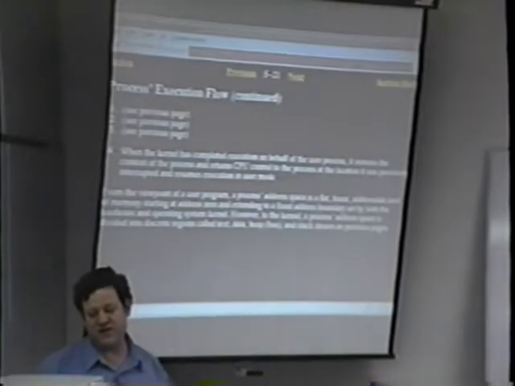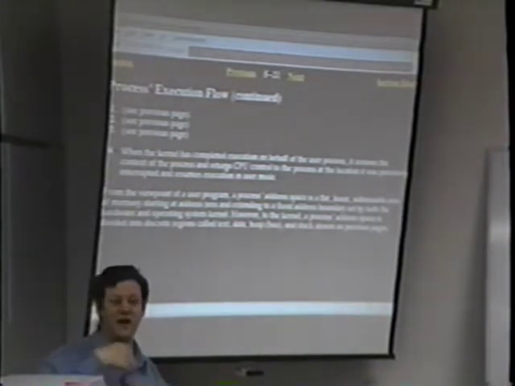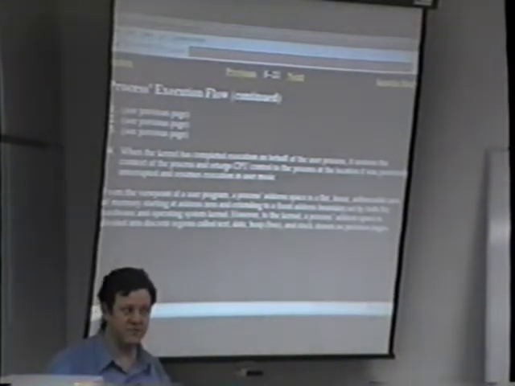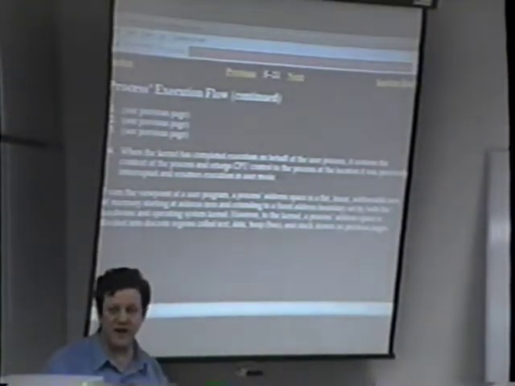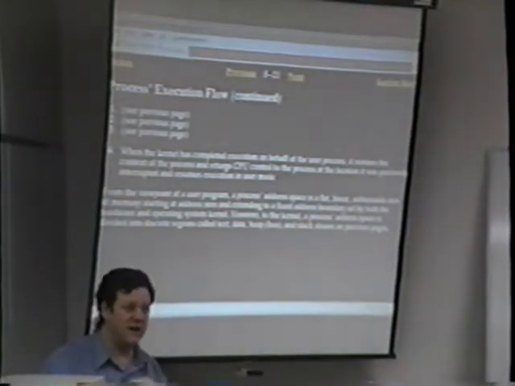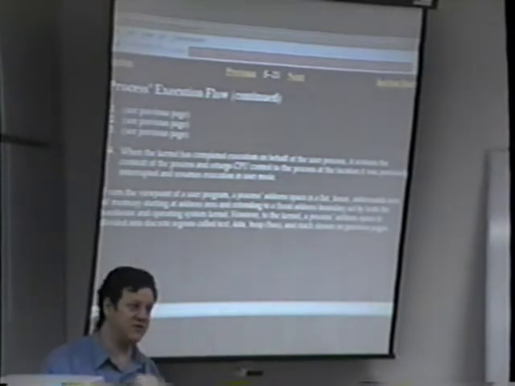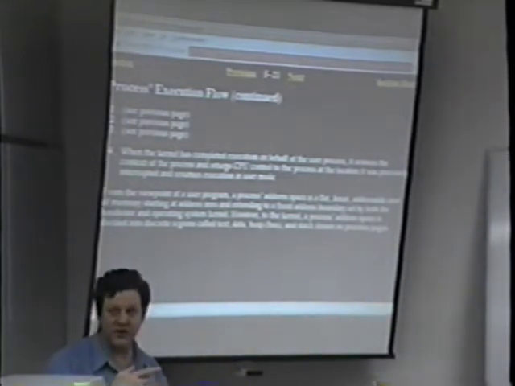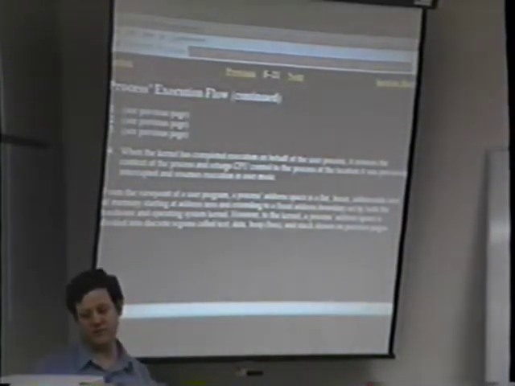And then when the kernel has completed execution on behalf of the user, it restores the context of the process and returns control to the process at the location it previously was interrupted. Now there may have been other code that ran in the meantime. For example, I could have done an I/O system call, gone to sleep, somebody else got onto my CPU and ran, and then I eventually got control back because my I/O was done. Now I have to wait to get reconnected to the CPU. I have to get priority to connect to the CPU before I can go on.